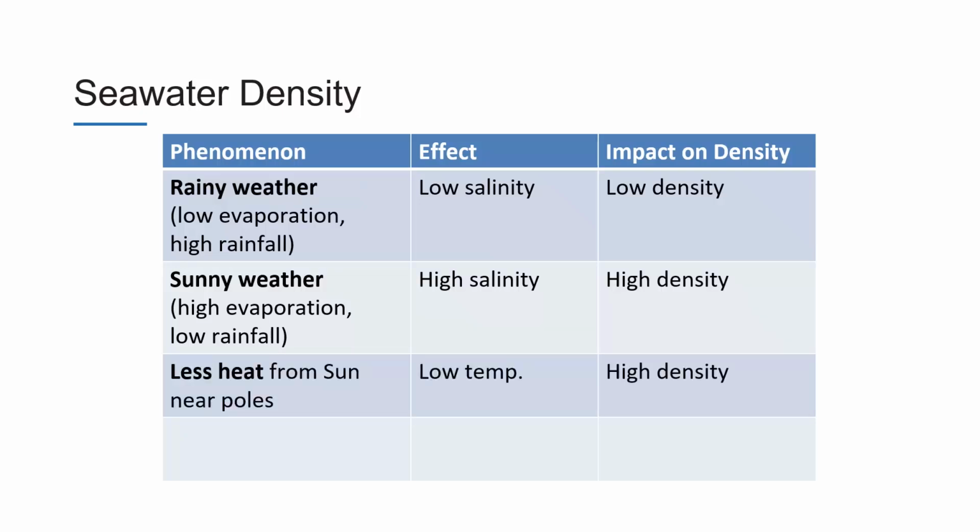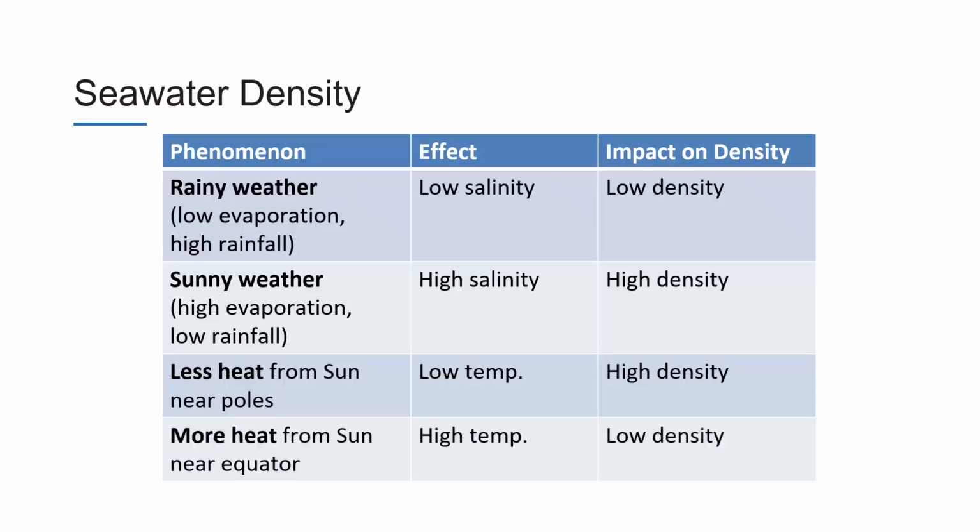Temperature also changes density. In colder regions, water molecules will move more slowly and pack closer together, making the water denser so it sinks. And near the equator, warmer water molecules move faster and spread apart, so the water stays less dense at the surface. So overall, changes in salinity and temperature drive the vertical movement of ocean water.